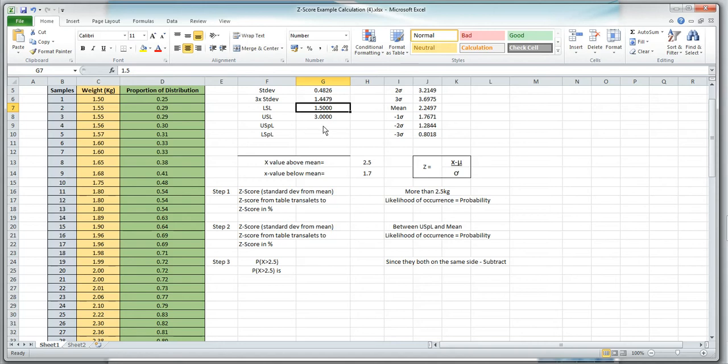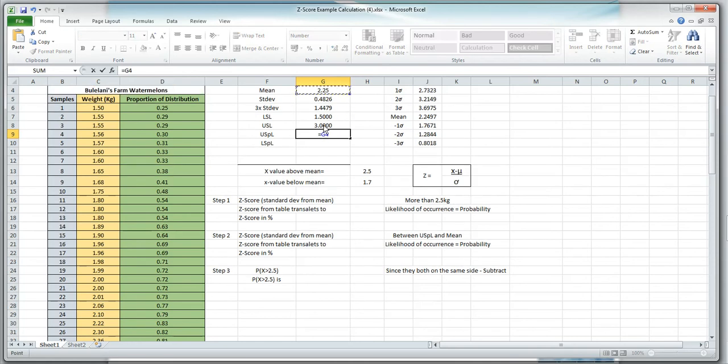Now let's calculate quickly the USPL, that is the upper spread limit. In order for us to do that, we would say equals the mean plus the 3 standard deviation value, and that gives us our upper spread limit. Let's narrow that down to 4 decimal places.